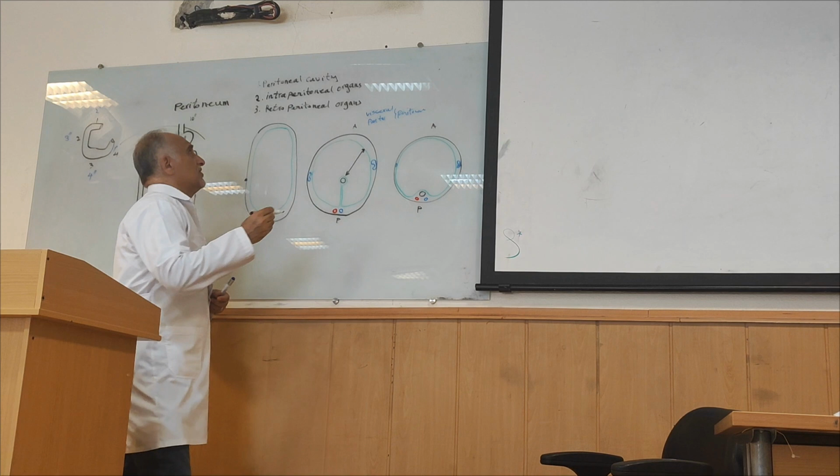Ligaments. What are ligaments? Ligaments are parts of the peritoneum that may be attached to intraperitoneal organs to each other, or attached one intraperitoneal organ to a retroperitoneal organ. I will explain more. Look here, what was this?